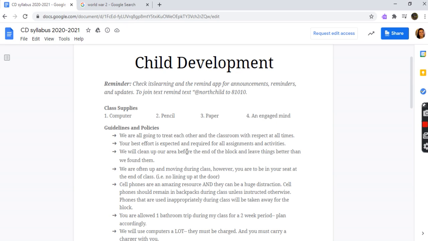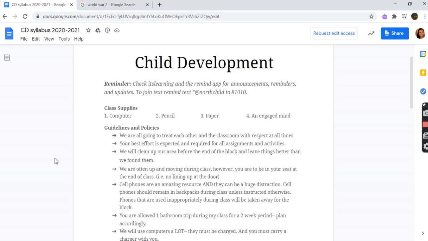Your best effort is expected and required for all assignments and activities. We will clean up our area before the end of a block and leave things better than we found them. We are often up and moving during class. However, you are to be in your seat at the end of class, no lining up at the door. Obviously.